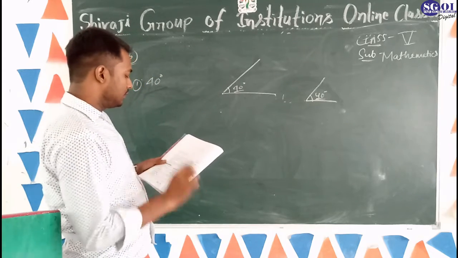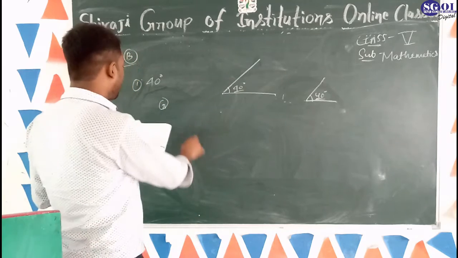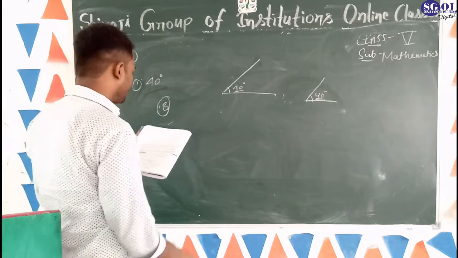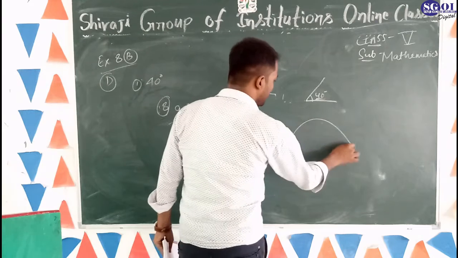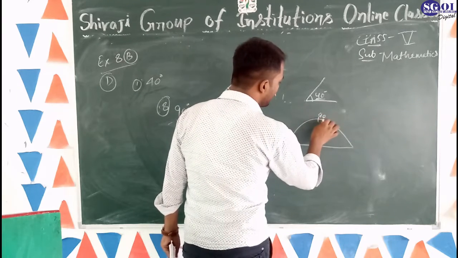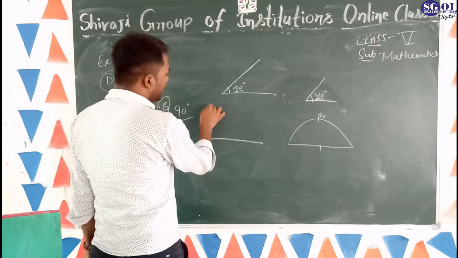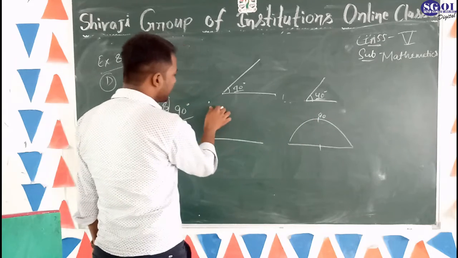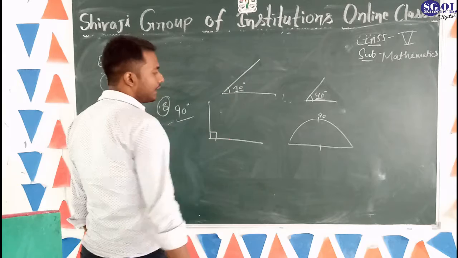Now in question number 8 there are 12 questions, so we will solve 2 or 3 questions. The remaining questions you have to solve yourself. Question number 8 is 90 degrees. How will we make 90 degrees? This is the protractor, this is the midpoint of the protractor, and here you will find 90 degrees. Make a horizontal line and then make a point at the 90 degree mark. Then join this line. This will be a 90 degree angle.